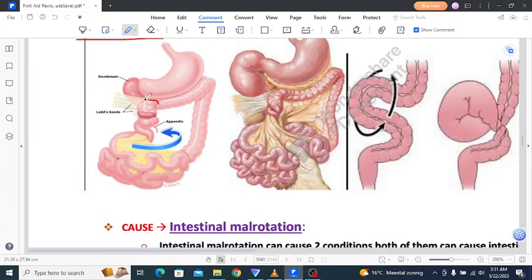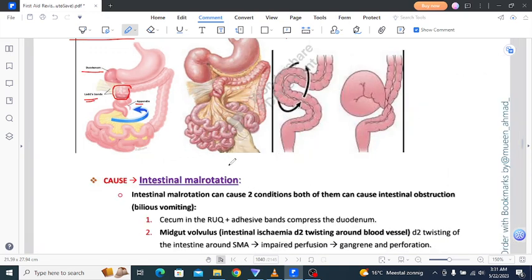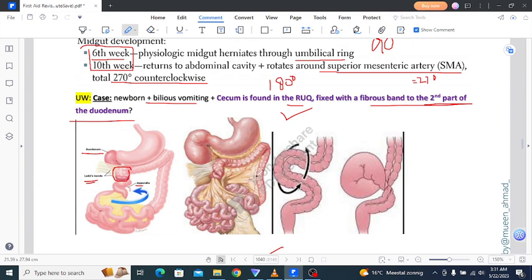The cecum is present in the right upper quadrant just below the stomach, and these are the Ladd bands which are connecting the cecum to the posterior abdominal wall maybe. And here we have the duodenum, and the appendix is like that. So the case is intestinal malrotation. The answer to that is intestinal malrotation, and then another picture to that.